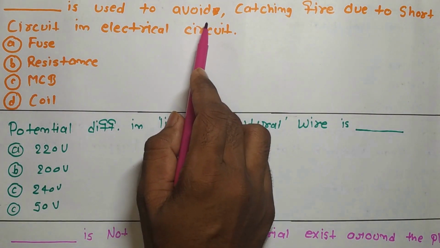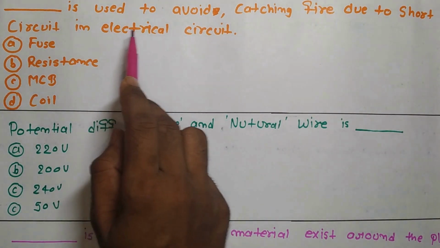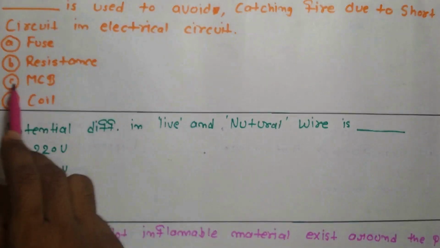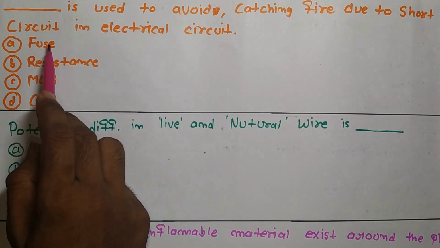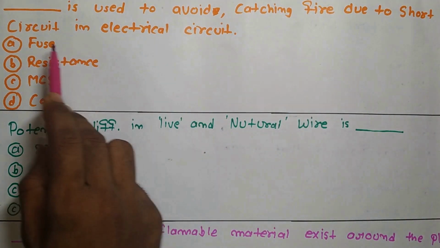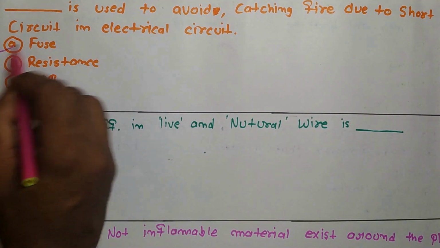Dash is used to avoid catching fire due to short circuit in electrical circuit. A. Fuse, B. Resistance, C. MCB, or D. Coil. So the fuse is used to avoid catching fire due to short circuit in electrical circuit. So the correct answer is A. Fuse.